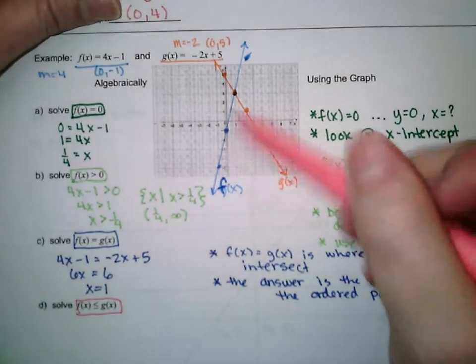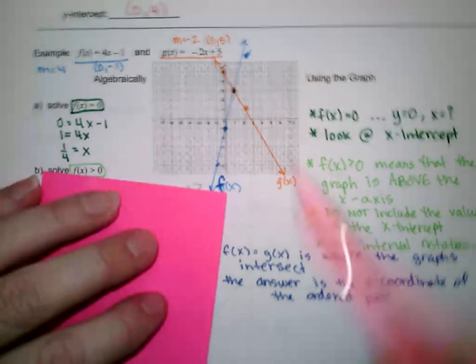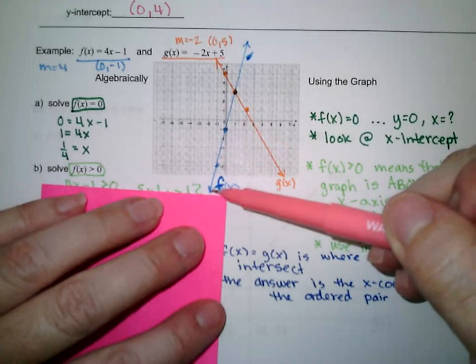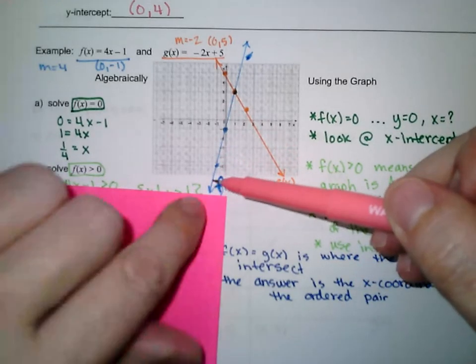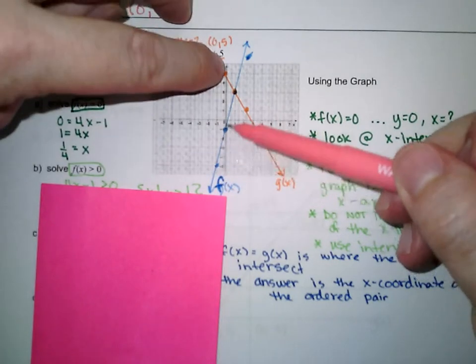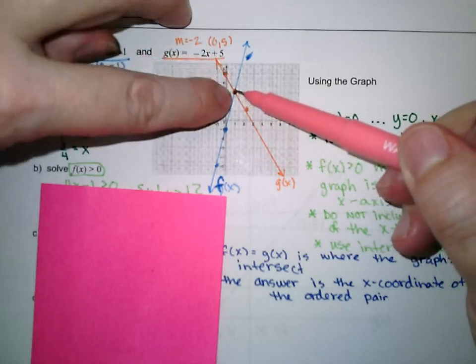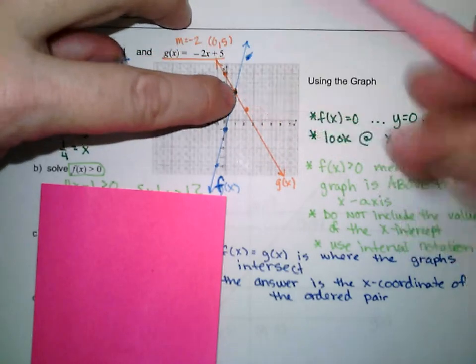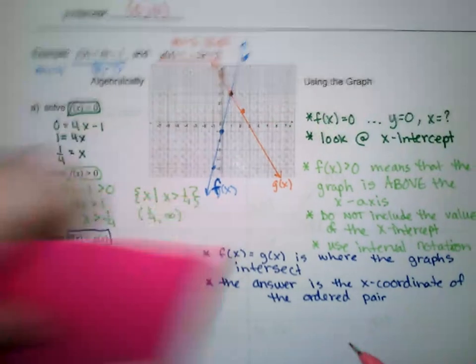So I'm going to be looking for where the blue graph is below the orange graph. Okay, so as I go along the blue graph, right here, like at negative infinity, see how the blue graph is down here and the orange graph is up here? The blue graph is still below the orange. Right here, they cross over, so they're equal to each other, and then they switch places. So now blue is above orange.